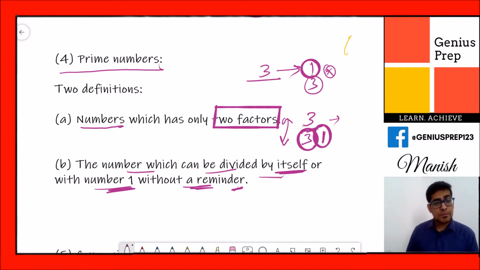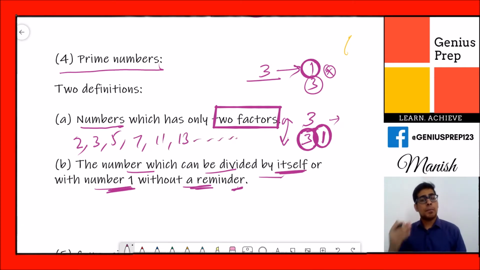Start with number 2. Yes, 2 is a prime number. Then 3, 5, 7, not 9, and then 11, 13. These numbers are called prime numbers because they have only 2 factors.